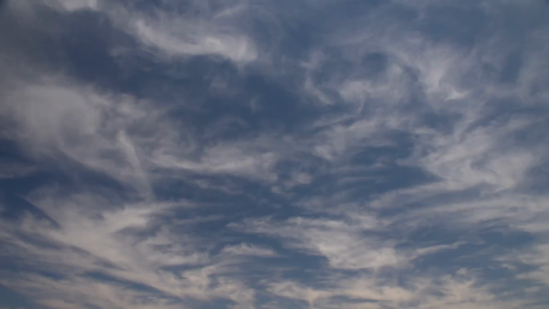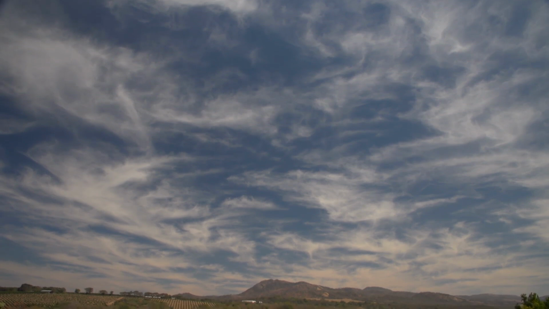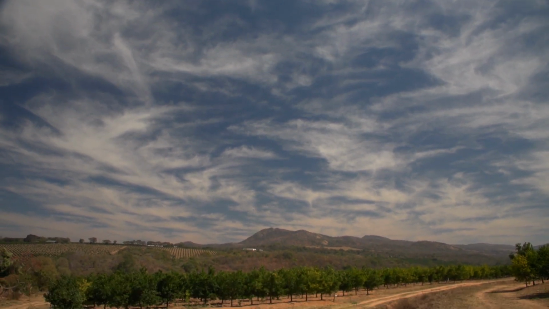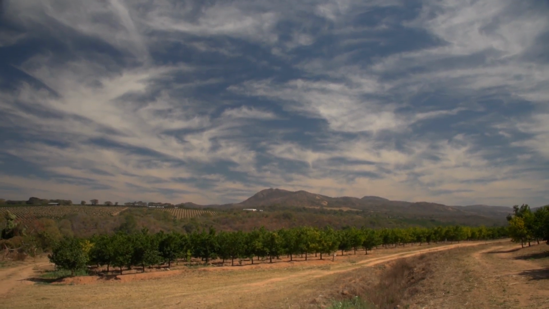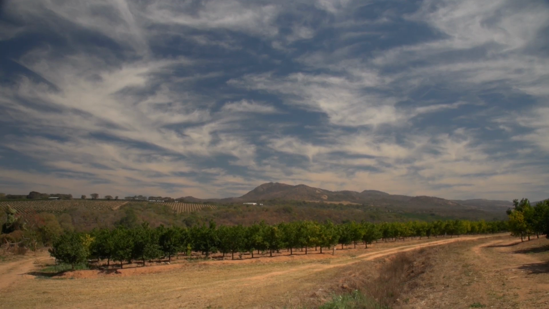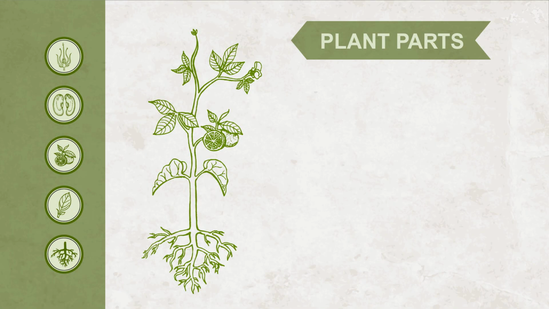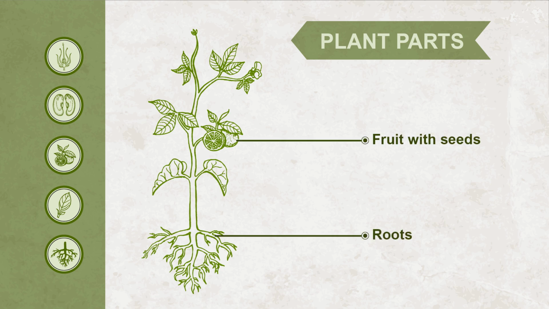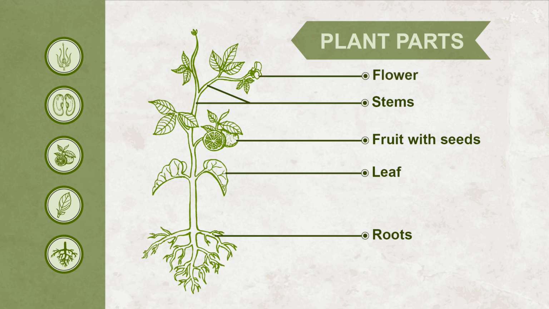In order to understand the particular plant that we work with, we need to first understand each plant part, what it looks like, and how it functions. Particularly, we will look at the following plant parts: seeds, roots, stems, leaves, flowers, and fruit.